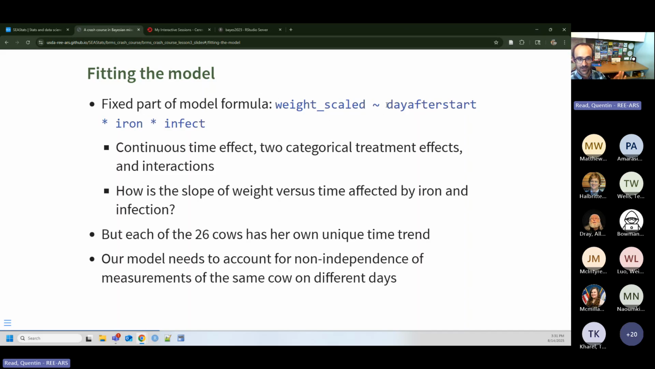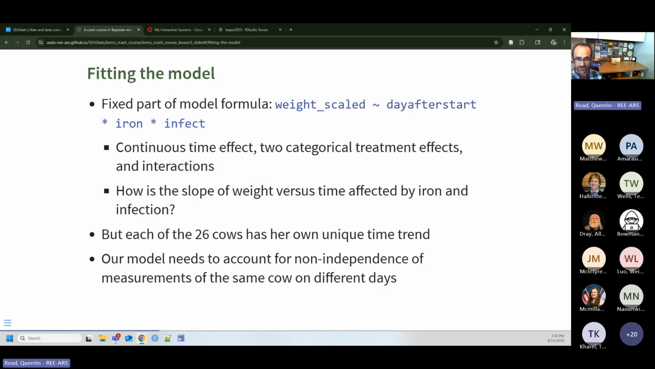We want to know, is there an effect of time? We're going to use day as a continuous variable, days since day 0, times iron, times infect. So we're going to look at whether the slope over time, the rate of weight gain, differs between the interaction of iron supplementation and infection status. Time is continuous, and our 2 treatment effects are categorical in all their interactions.